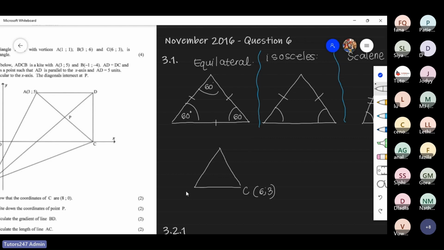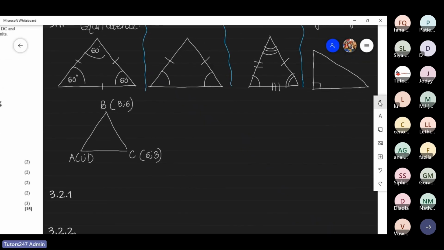So we've got A, which has coordinates 1 and 1, and B, which has coordinates 3 and 6. So now if you notice, A comes before B because 1 comes before 3, and C is at the end because it's the biggest x value. 6 is bigger than 3 and 1. So let us now find the lengths of AB, BC, and AC. So we need to have two equal lengths. So let us attempt this question.